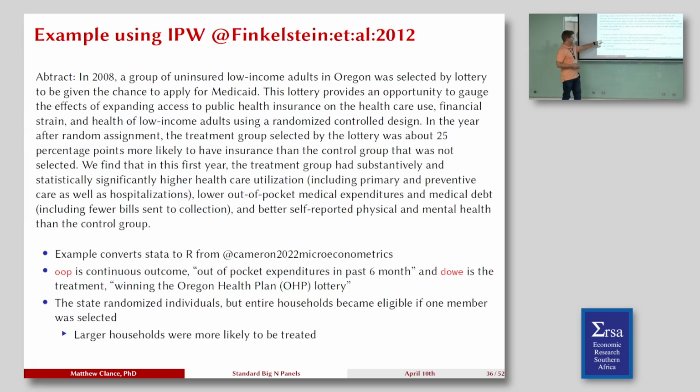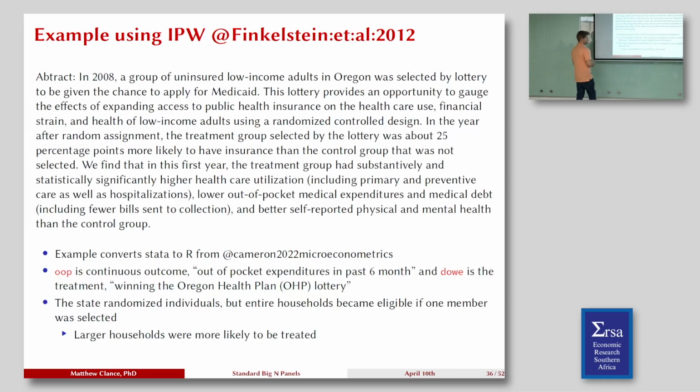So out-of-pocket expenditures, I guess, is the name. It's continuous. Basically, it's how much you're paying out of pocket, not covered by insurance, over the last 6 months. And then we have the treatment, which is the lottery. So basically, you win or you are selected into the lottery of this particular Medicaid type program. The state is supposed to have randomized individuals for this.